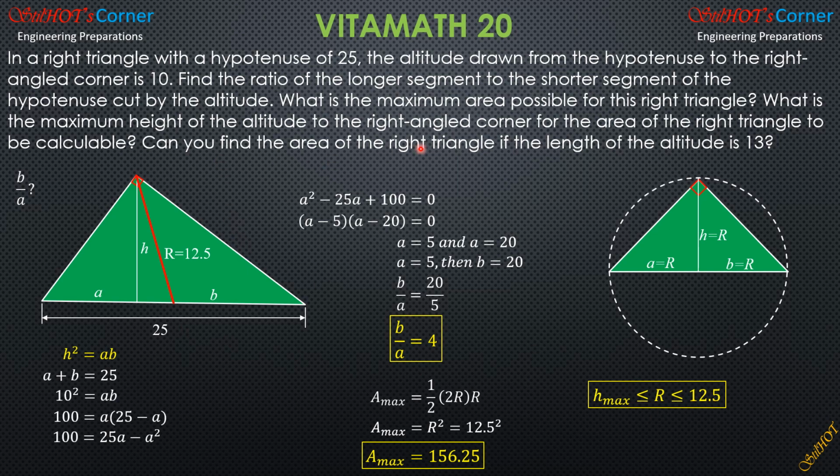Can you find the area of the right triangle if the length of the altitude is 13? If the length of the altitude is 13 and the hypotenuse is only 25, then there's no such triangle of that case. So the area cannot be calculated because there's no triangle that will satisfy that property with altitude to the right angle corner 13. It is greater than the radius, so it is impossible. So no such triangle as our conclusion.